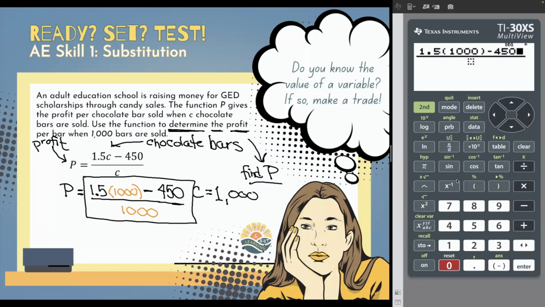And now to navigate down to the bottom there, I'm going to just use my down arrow and type in 1,000. And then I can see that my profit, was it profit per bar? Yeah, profit per chocolate bar sold is $1.05.